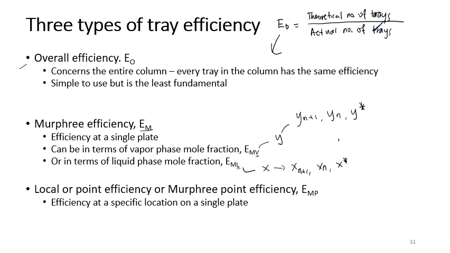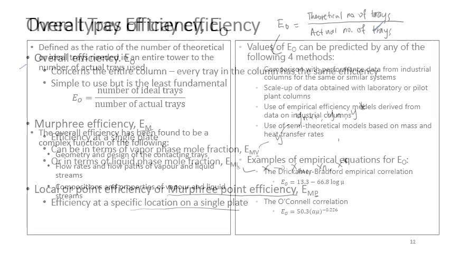Another type of tray efficiency is local or point efficiency, also known as Murphree point efficiency, E_MP. This is the efficiency at a specific location on a single plate. We will go through the definition of each tray efficiency type in the next slides.